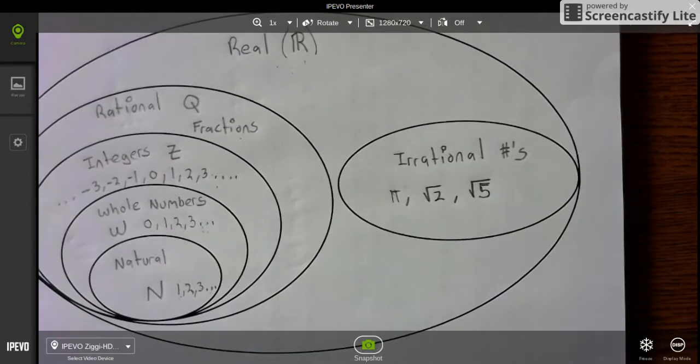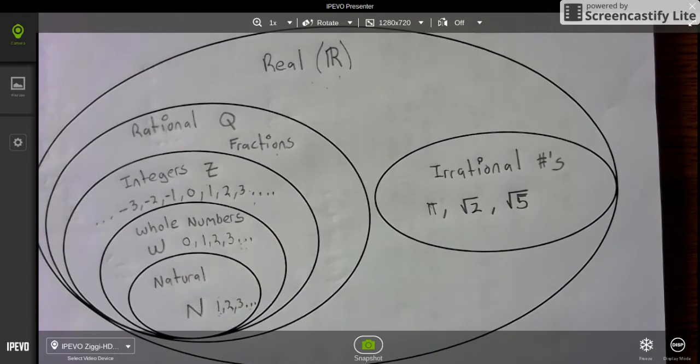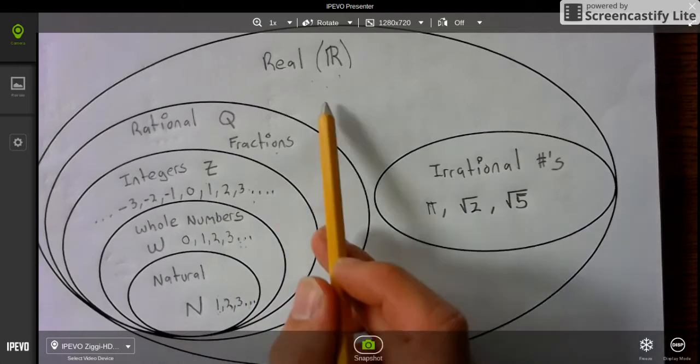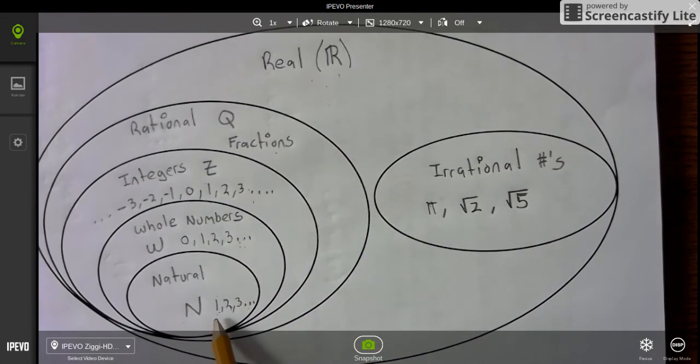Okay, so you have the circle, which is real numbers, and in that is a subset. Okay, this is the subset of natural numbers. This is included in the real numbers, and they include 1, 2, 3, and so on.